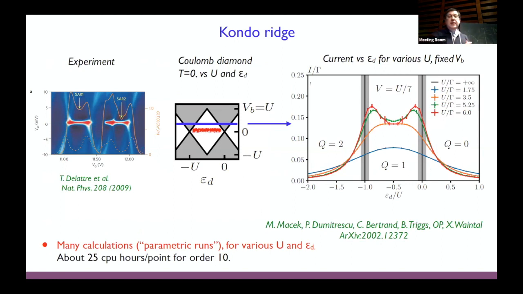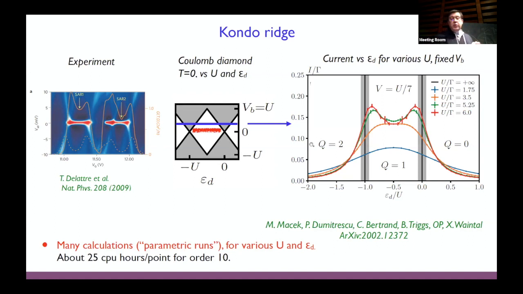Just to flash one result, why is it important to have methods that are faster? It's very important even for impurity solvers, because in many problems, we want to do parametric runs. We want to run many calculations for different values of the parameters. This is an example, again, in the quantum dot. That's the so-called Coulomb diamond at 0 temperature. So as a function of epsilon d, the gate voltage, and the current, there is a whole region here in white, which is forbidden by Coulomb blockade, in the middle of which the Kondo resonance will appear as a ridge, and the name Kondo ridge, which you can see here in some experiments.